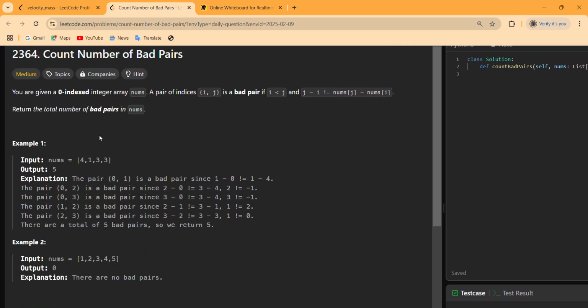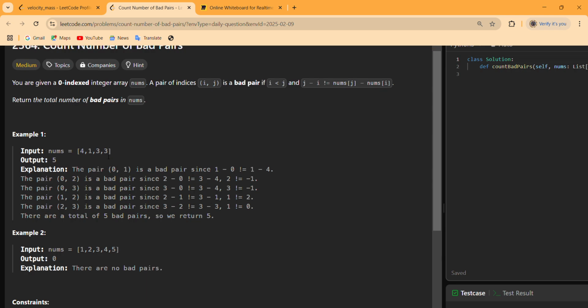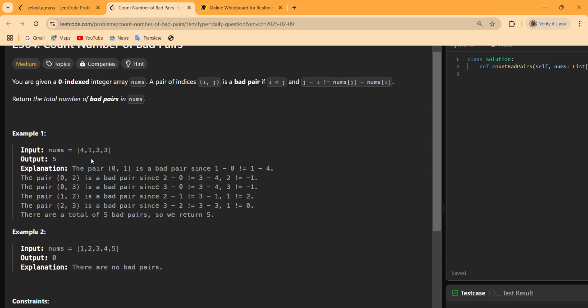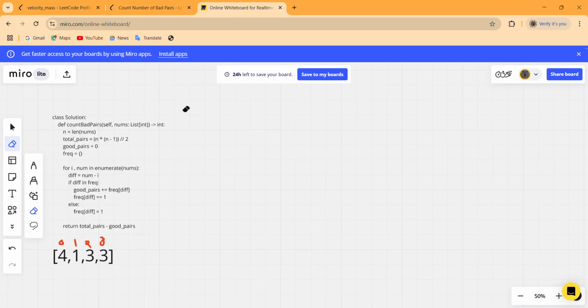So let us take example number 1 and find out how we can calculate the number of bad pairs in this. If we start our i pointer from here and our j pointer from the next element till the last element, basically we can use a two pointer approach here. The brute force approach to solve this is the two pointers approach. And what could be the two pointer approach for this? Let us check.